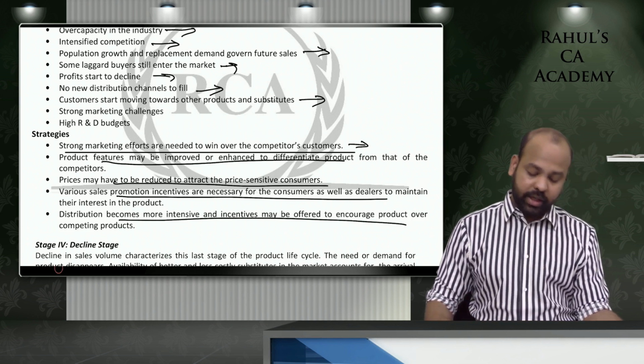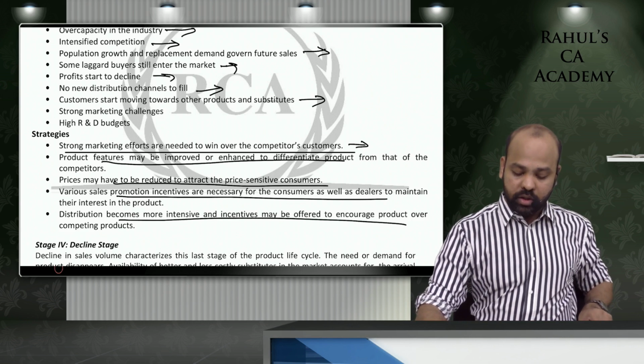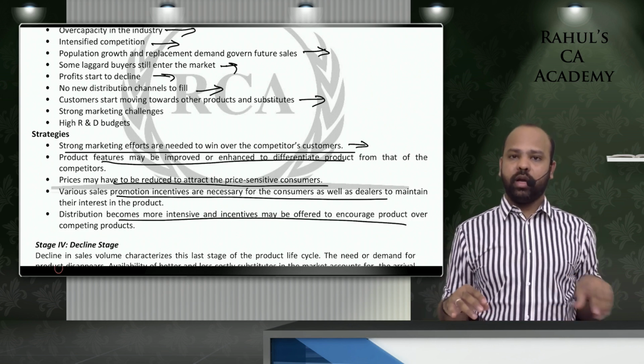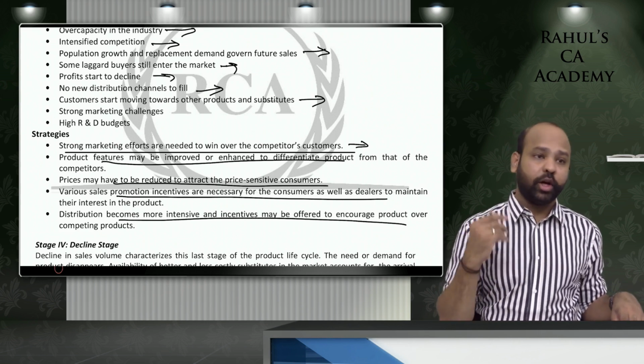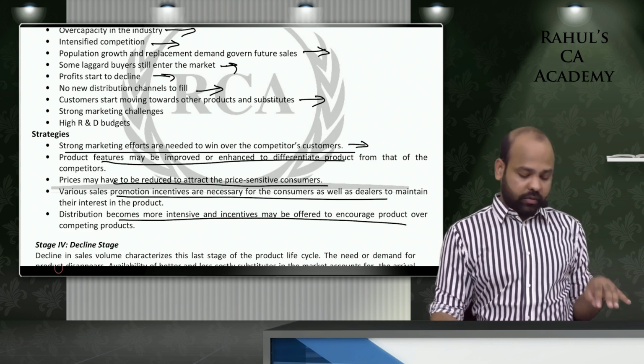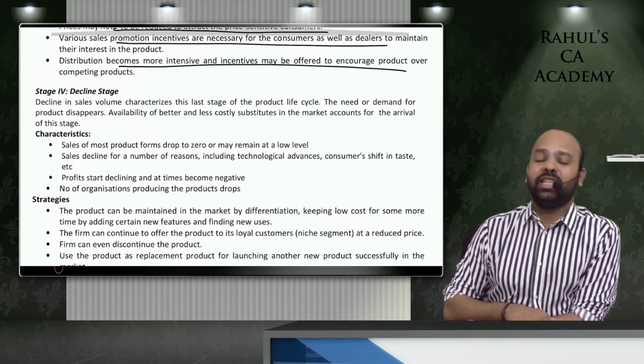Distributors become more intensive, and you'll have to offer them more incentives as such, guys, so that they stick to your product. This is where the margins to distributors will increase. If your competitor is offering a 10% margin to a distributor, you might offer 11%, you might offer 12% as such, guys. That is where the strategy is implemented. Decline phase, beta, this is where the sales volume starts reducing.